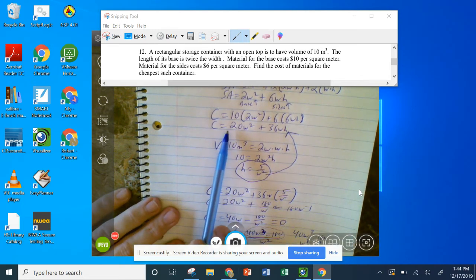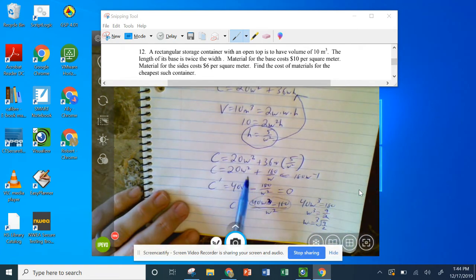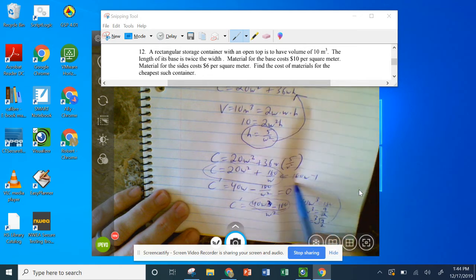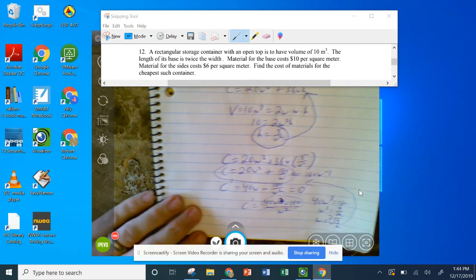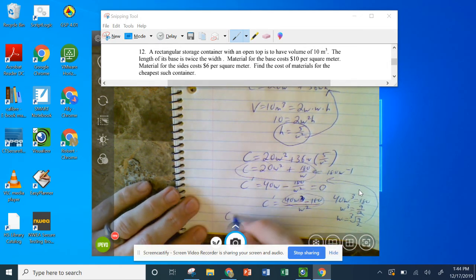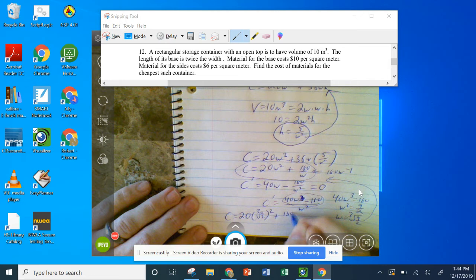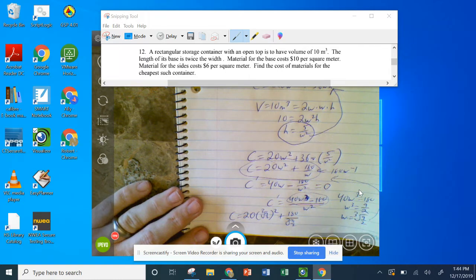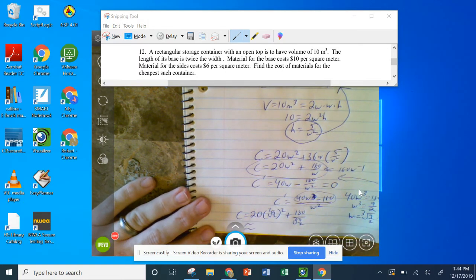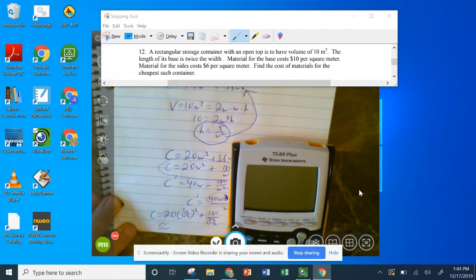If we have our width and we have our cost formula, the simplified version of which is right here, I can plug w in and figure out what the cost is. So the cost is 20 times the cube root of 9/2 squared plus 180 over w, which is the cube root of 9/2. I'm going to need a calculator to help me with this one, so let's plug that in and see what we get.